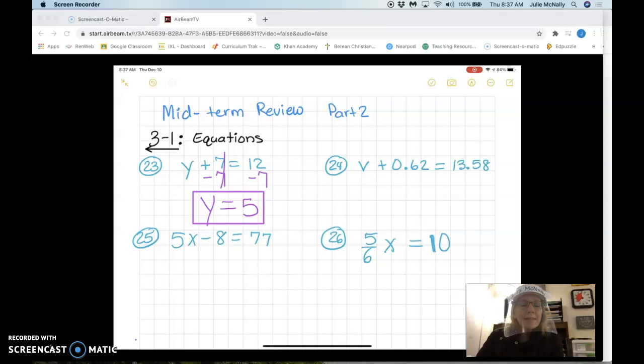So 24, same thing. It's just decimals now, so don't let the decimal scare you. What is happening to the v? I see plus happening to the v, so I'm going to do what? You're going to subtract 0.16. Yeah. Good. Minus 0.62, and those cancel. And I'm left with v equals how much? 12.96. 12.96. Good.